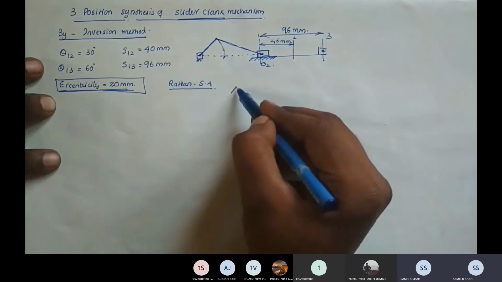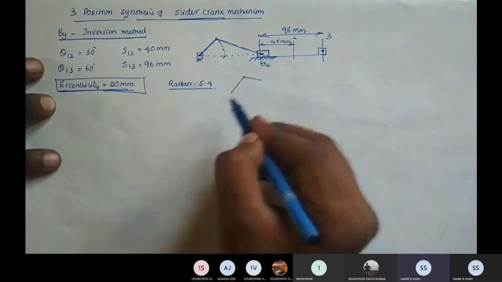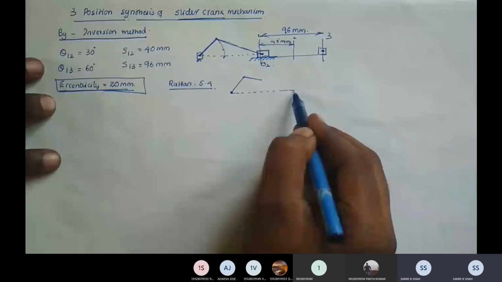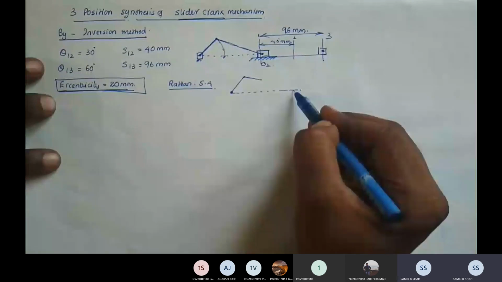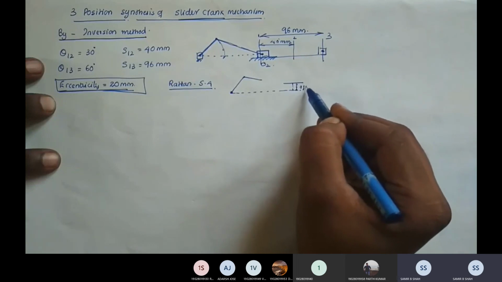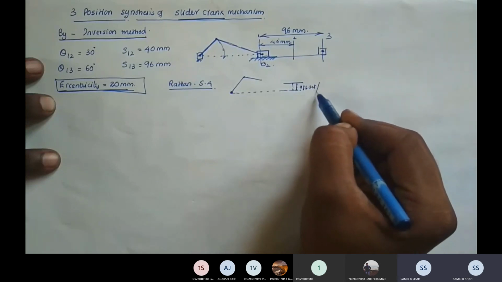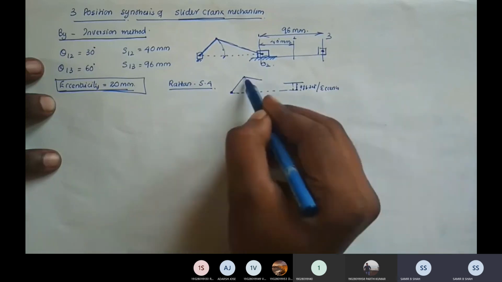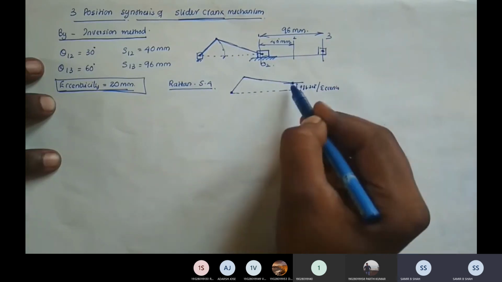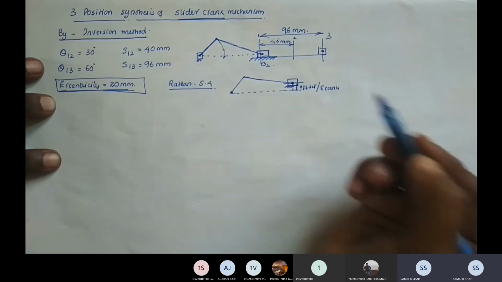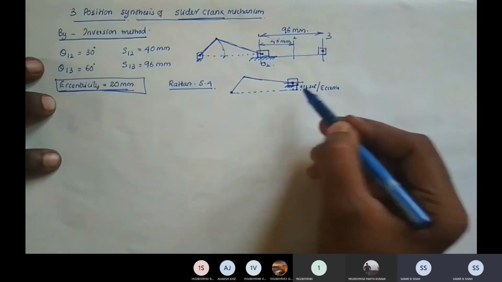Suppose if I draw the diagram like so, this is a fixed point. And from this fixed point the link comes to here, and I'm taking some displacement. This is the offset distance, the offset or eccentricity distance. The link will come here, the slider will come here. This is the offset distance.